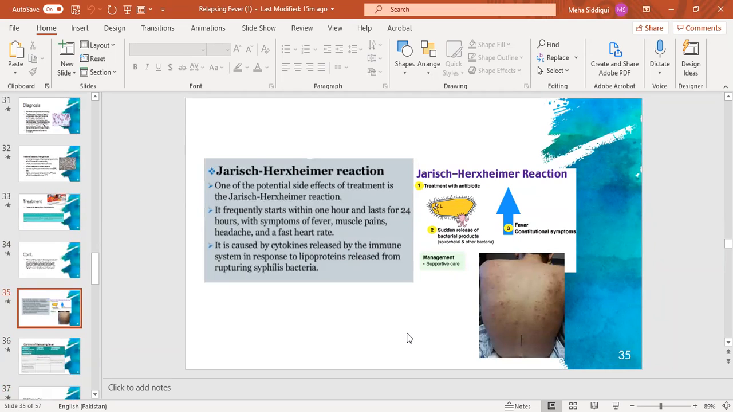Now there is a term, Jarisch-Herxheimer reaction. This is a reaction that is caused as a potential side effect of treatment, and it frequently starts within 1 hour and lasts for 24 hours with symptoms of fever, muscle pains, headache, and a fast heart rate. The reason is that when we treat the patient with antibiotics, there is sudden release of bacterial products and cytokines, due to which there is abrupt increase in temperature and other constitutional symptoms. Management is supportive care.